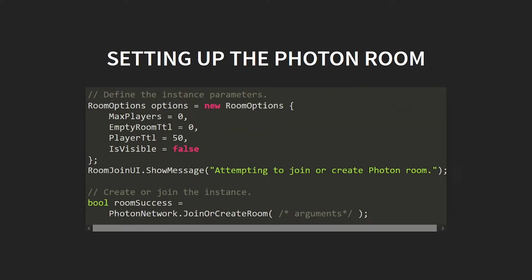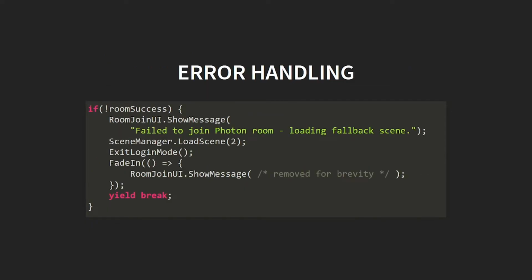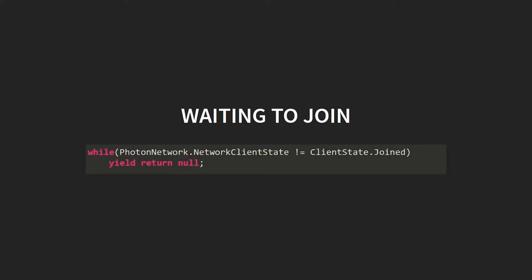Next, we define the list of parameters the instance needs to fulfill. We set max players to 0, meaning that there is no limit. Player limits are, after all, defined by the Matchmaking API, so we have no need for them client-side. After that, we inform the client and attempt to join or create the instance. As you can see, if the room fails to be created or joined, we load a disconnect scene and unlock the player's position. After that, we wait until the player is in the Photon room, then proceed.